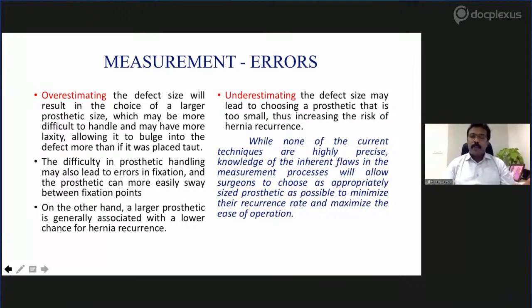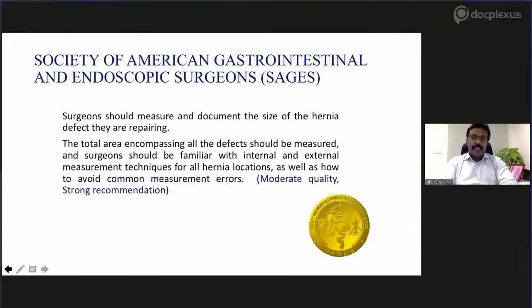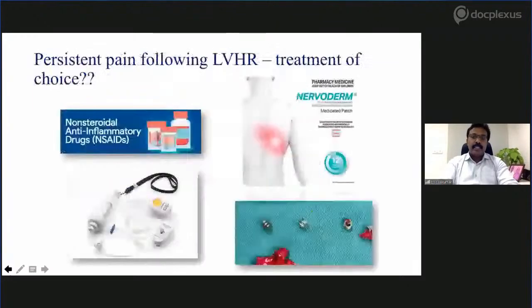I think two things we have to remember here. One is overestimating. If you are overestimating the defect size, you are going to get a larger mesh inside and you are going to struggle. And if you underestimate the defect size, the mesh size is going to be small and the recurrence rate is higher. So whatever way you measure the defect, external or internal, the measurement should be correct. That's why, like Dr. Flavio was saying, the CT scan or the ultrasound before the surgery helps to know about the defect size and multiple defects. Even the Surgical Society of SAGES is saying the same thing.